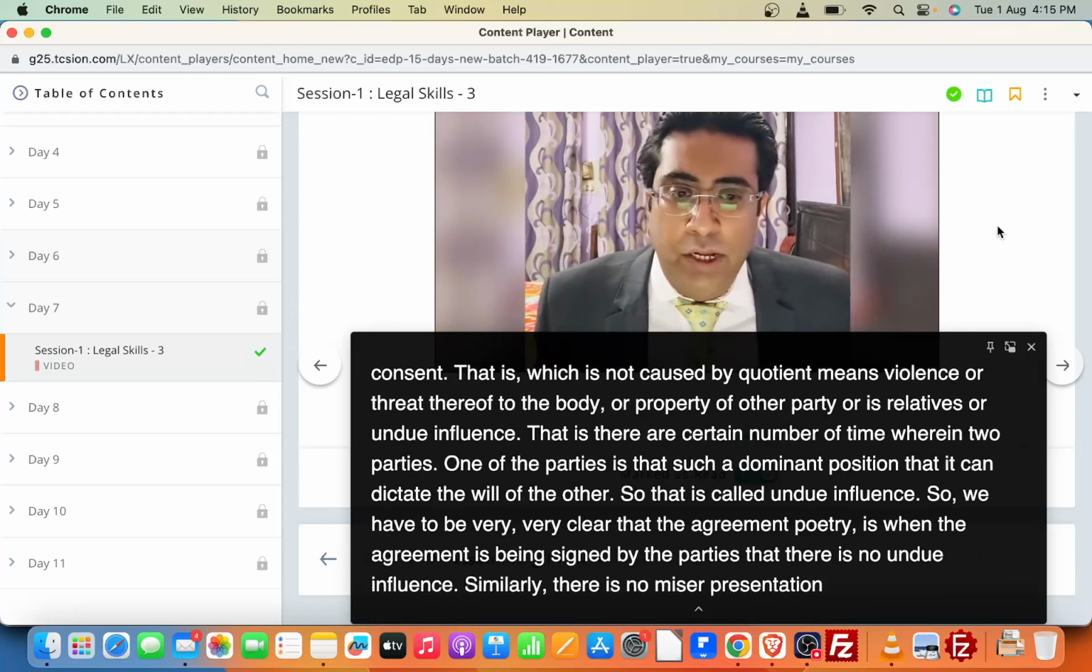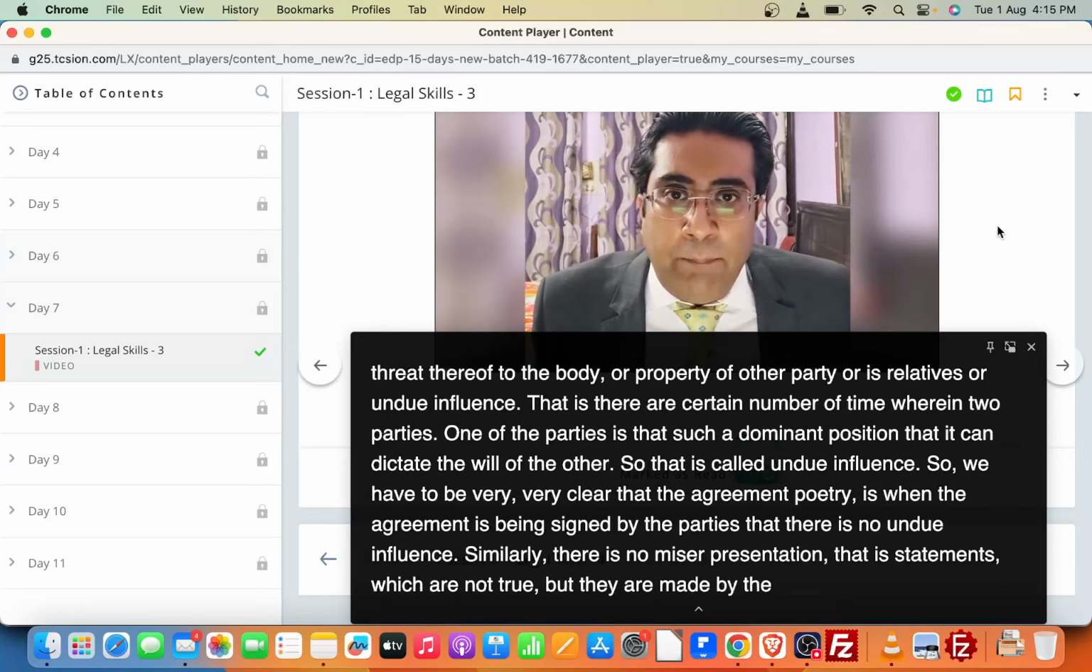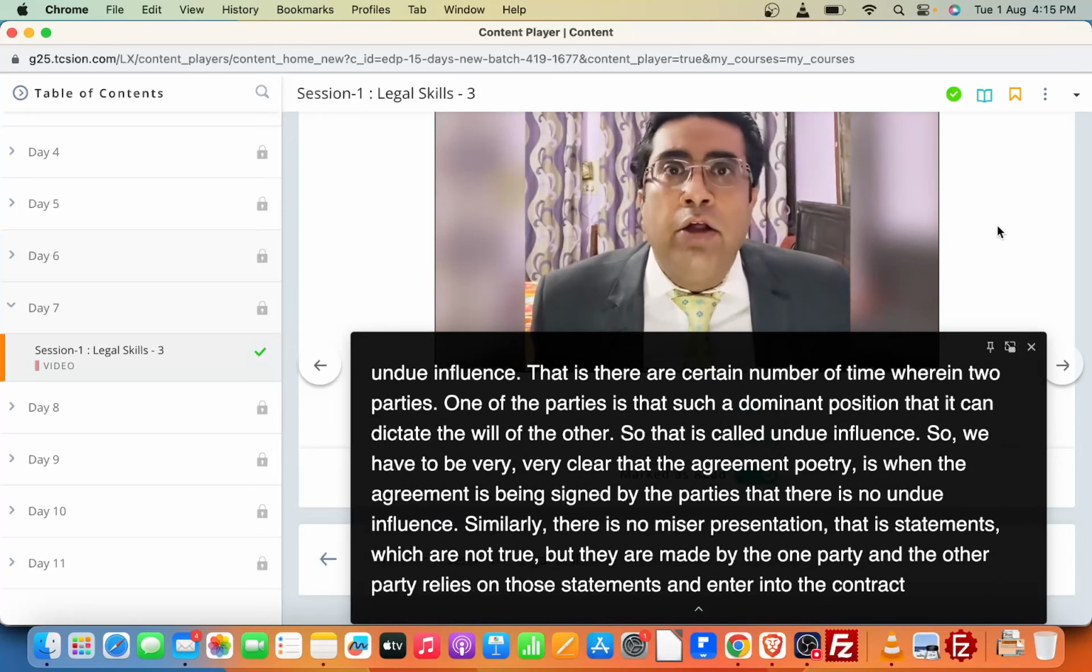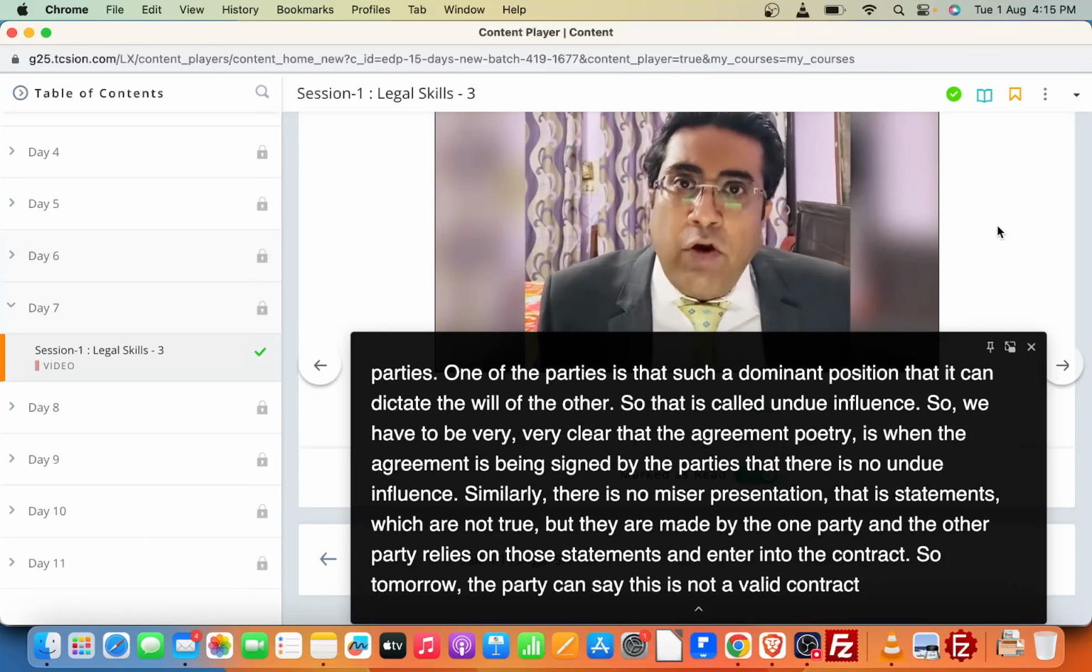Similarly, there is no misrepresentation. That is, statements which are not true, but are made by one party and the other party relies on those statements and enters into the contract. So tomorrow, the party can say, this is not a valid contract because it was misrepresentation.